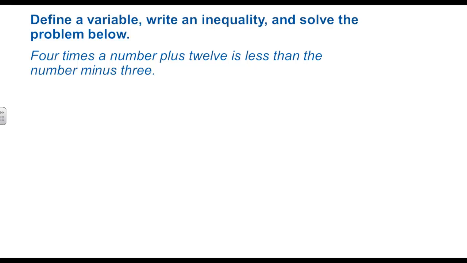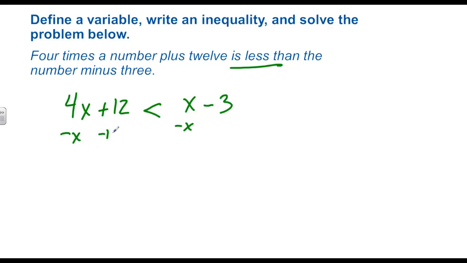Let's do one more. We're going to write an inequality for the following, and then we'll go ahead and solve it. It says 4 times a number, so that's 4x, plus 12 is less than, so that's less than, the smaller portion, the number unknown as x minus 3. We can go ahead and solve that. In this case, I'll subtract x from both sides because I like to keep my x's positive. Subtract 12 from both sides. We get 3x is less than negative 15.